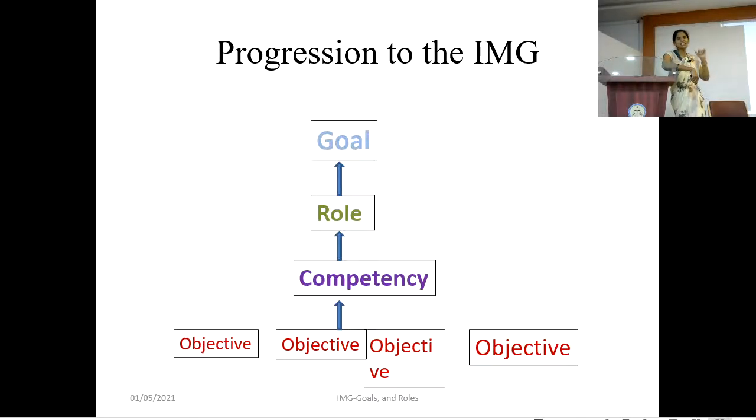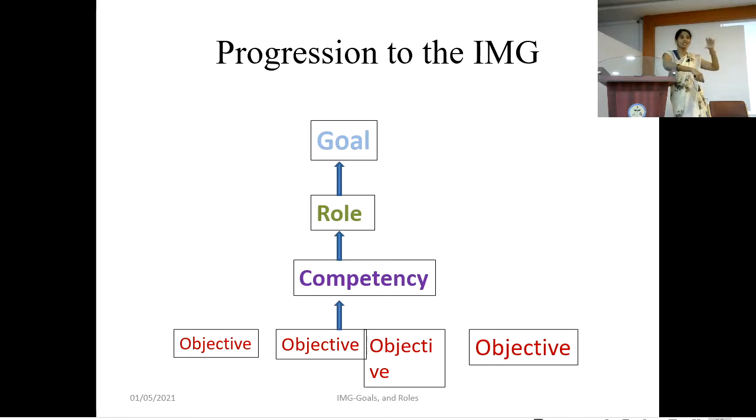That means at the end of this session, for example, what is the topic of this afternoon session today? That is roles of IMG. So, what will be the SLOs for this? At the end of this session, all my students should be able to define the goal of IMG, what IMG stands for, and what are the roles of IMG, the five roles of IMG. So, these are the learning objectives of this session.